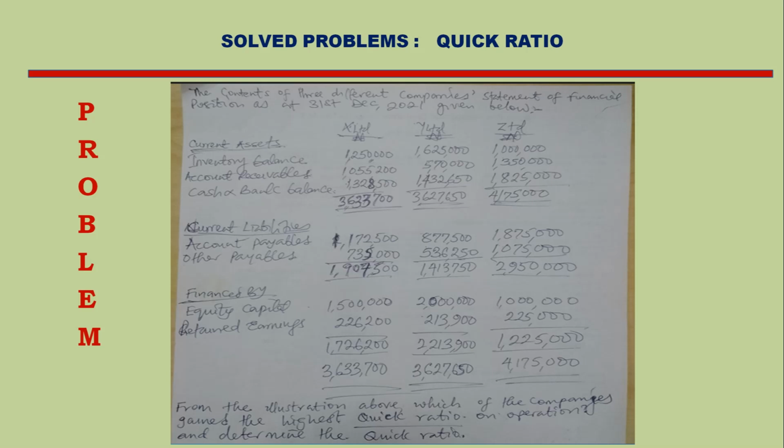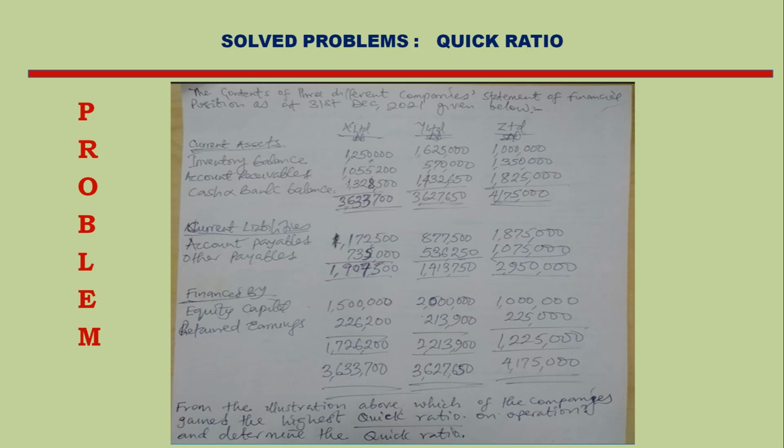Retained earnings: 226,200, 213,900, 225,000. Total finance: X Limited 1,726,200, Y Limited 2,213,900, Z Limited 1,225,000. Total liabilities: X Limited 3,633,700, Y Limited 3,627,650, Z Limited 4,175,000.